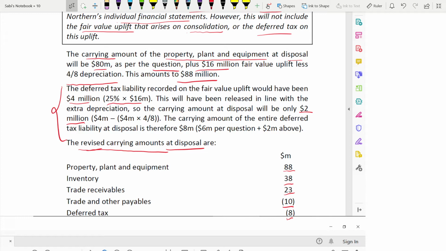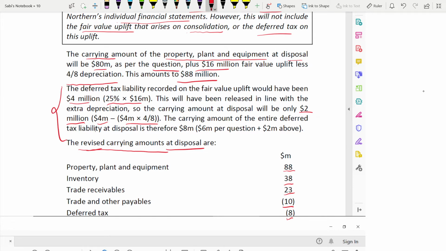Because this fair value uplift was 4. So this is carrying an extra depreciation, right? On that fair value uplift you have to take 4 over 8. That's why you're taking 4 million times 4 over 8. This is the depreciation part you are deducting from 4 million. Hence 4 minus 2, so 2.